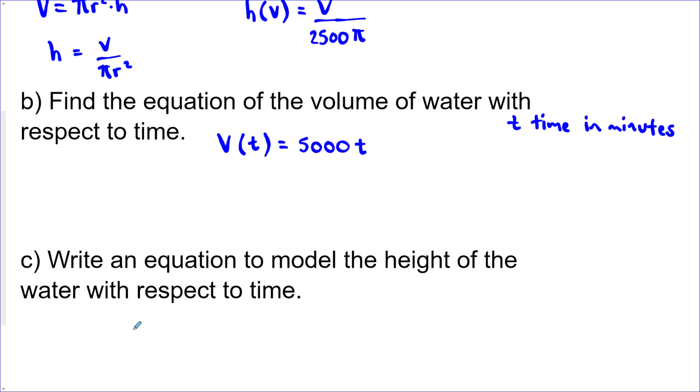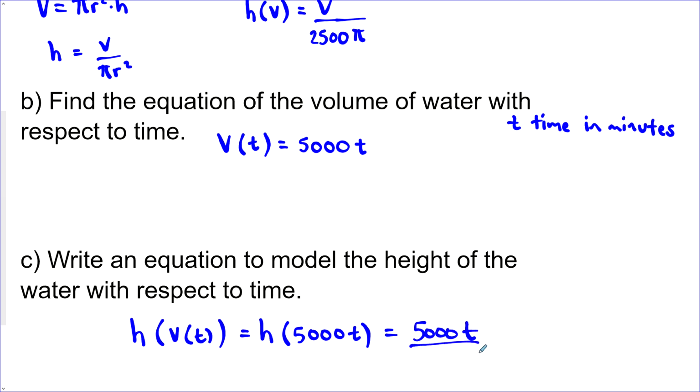So we've got h here. I'm going to make a composite by putting this inside. We've got h of v of t, and v of t is just 5,000 t. And now we can put that value everywhere where we see v, which is 5,000 t over 2,500 pi. And simplify this. Looks like we got 2t over pi.